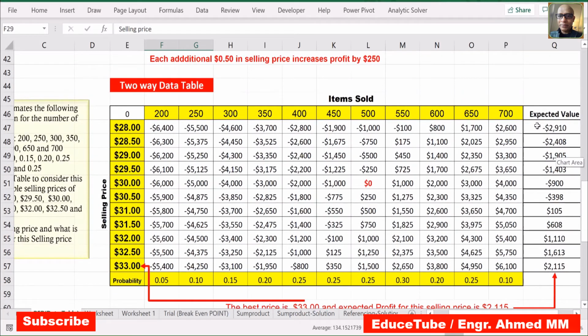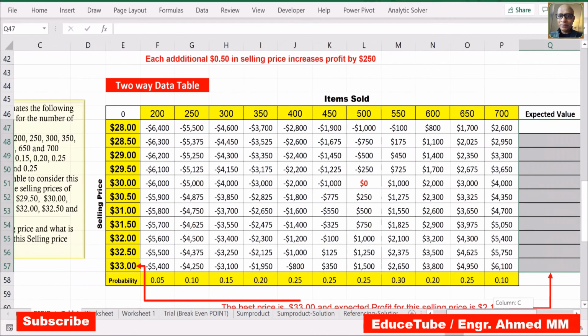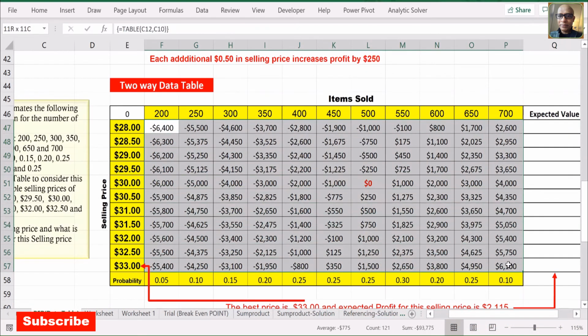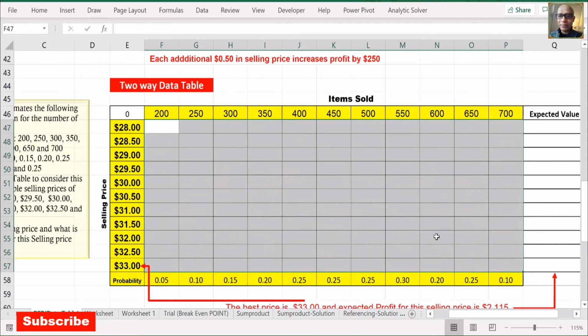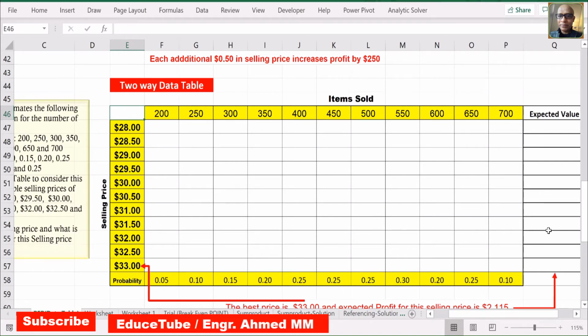So what I will do, I will remove all of this, and also I will remove this. Also I will remove the profit here. So this is the scenario. Now everything is clear: selling price, items sold, and probability. We have to generate data here as well.